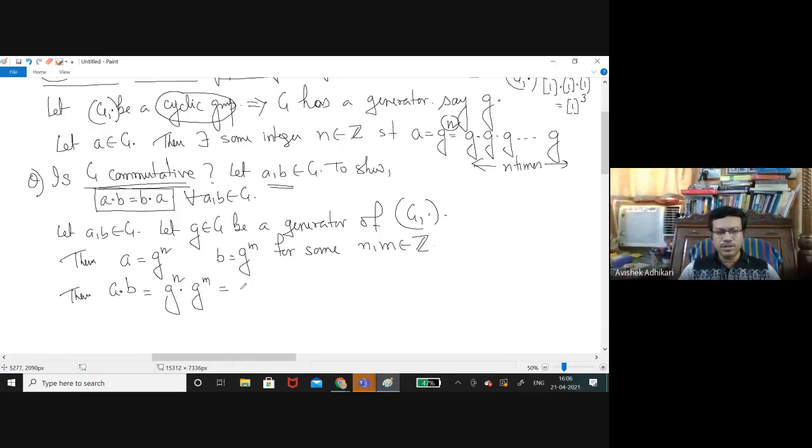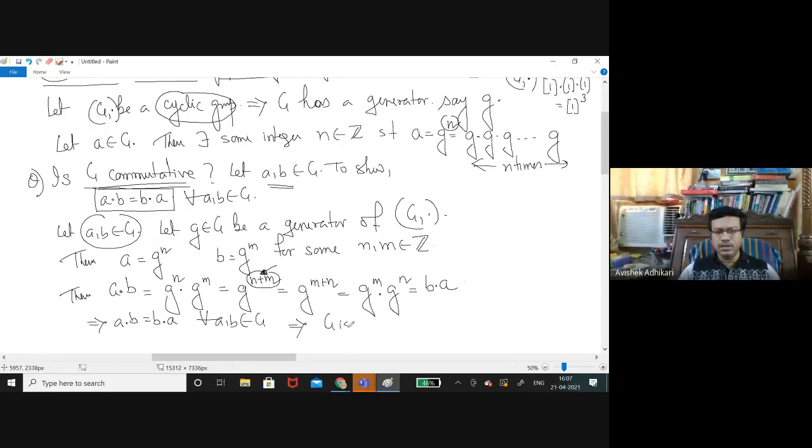The same g, so you can write it as g to the power n plus m. Now they are integers and this addition is addition of integers, right? Then you can surely interchange these two values because this plus is commutative. So g to the power m plus n. And then just break it down. And this is nothing but b and this is nothing but a. So you started with arbitrary a, b and you have proved that arbitrary a, b can commute. That implies a dot b equal to b dot a for all a, b belonging to G. That implies G is commutative.